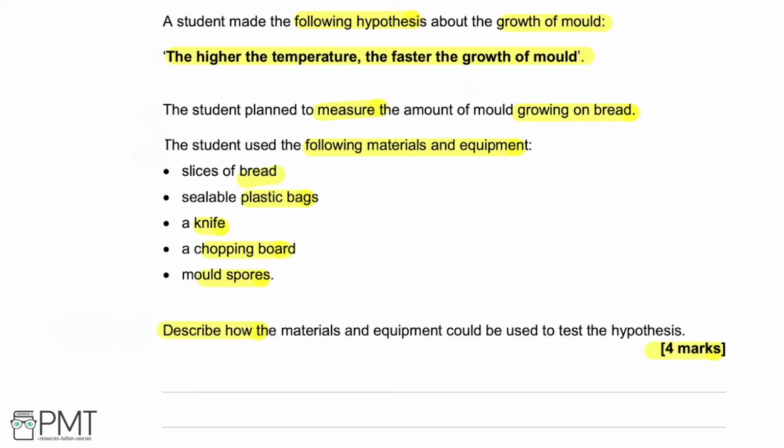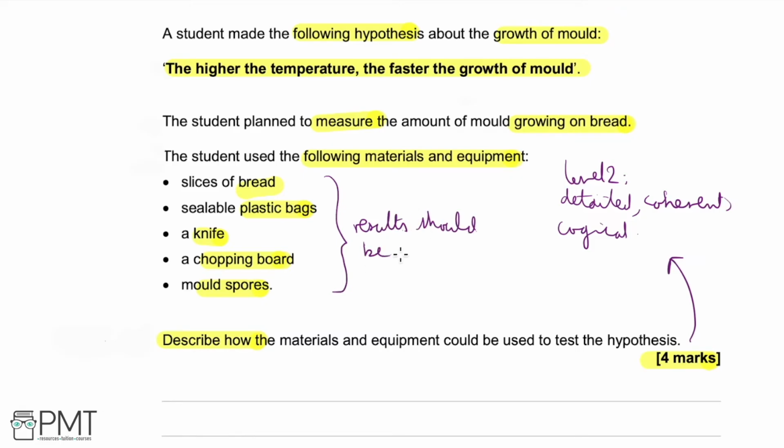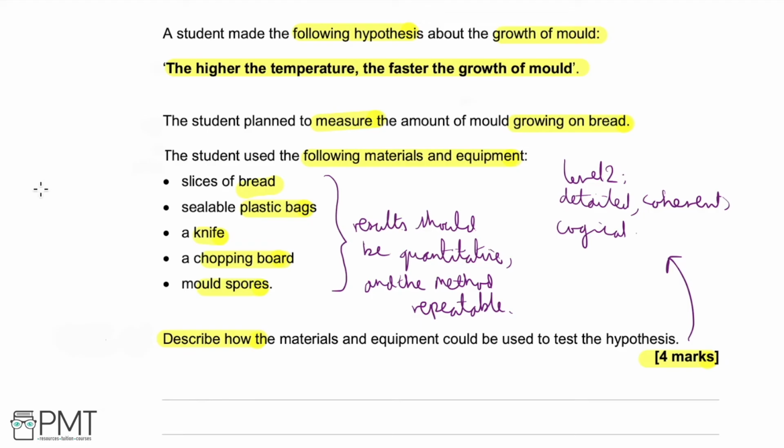Now, this is a 4-mark question, and it's level marked. Now, to get to the top level, level 2, which is 3 or 4 marks, it needs to be detailed, coherent, and logical. Now, in our investigation, our result should be quantitative, that is numerical, and the method should be repeatable, so that anyone could do your experiment and get the same results.